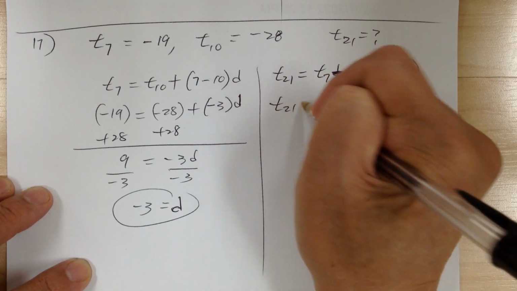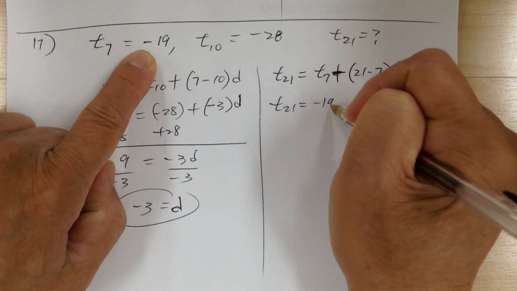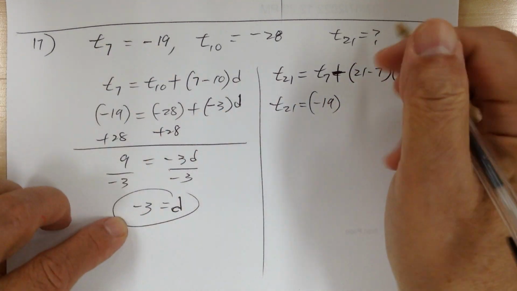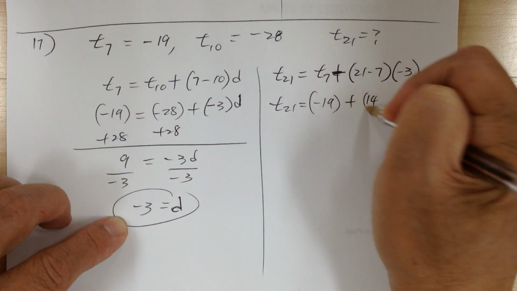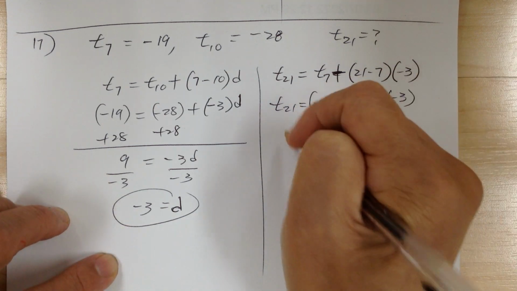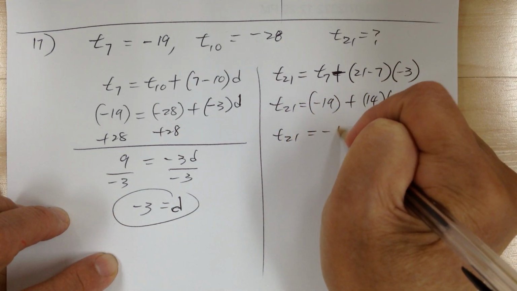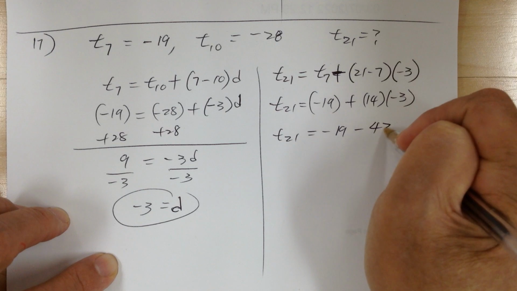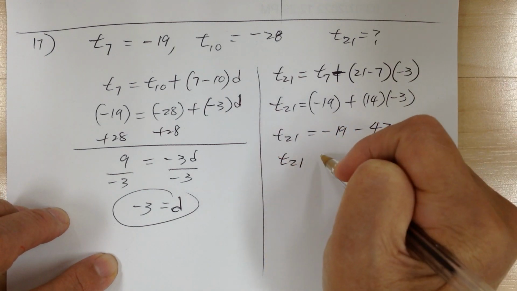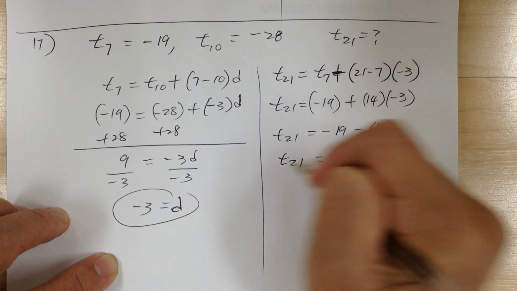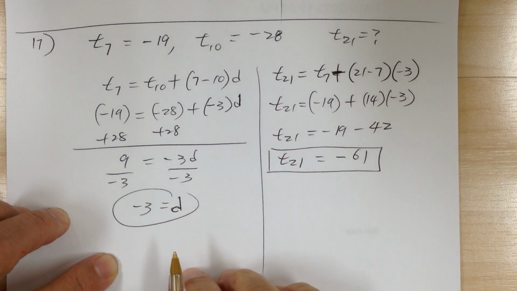So T21 equal to negative 19, that's T7 equal to negative 19, plus 14 times negative 3. So T21 equal to negative 19 minus 42. So T21 equal to negative 61.